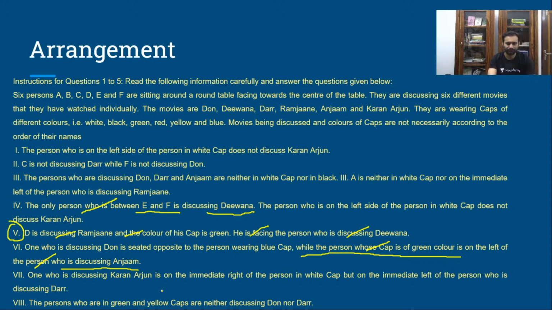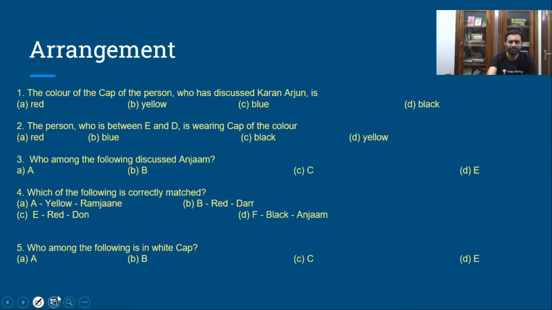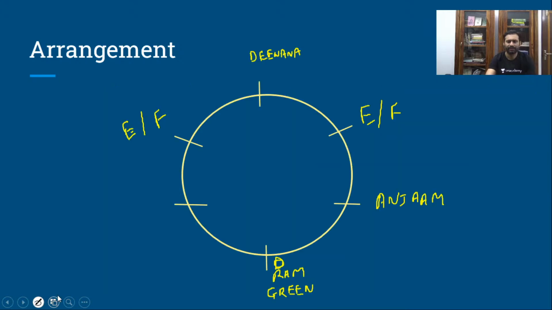Look at this one. Karan Arjun is to the left of Dar. Karan Arjun is left of Dar. Can Karan Arjun be here? Why? Because then the left of this place will be taken. Can Karan Arjun be here? Why? If Karan Arjun is here, Karan Arjun is left of Ram Jane.